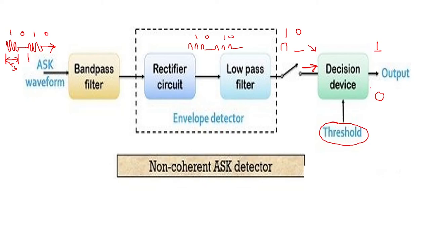So your BASK waveform can be detected through its envelope, and that envelope voltage, whatever you get, will be compared with a threshold voltage in a decision device. Depending upon whether it is more than the threshold voltage or less than the threshold voltage, the output will be binary 1 or binary 0.